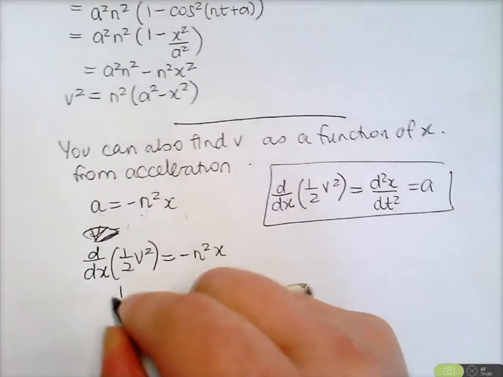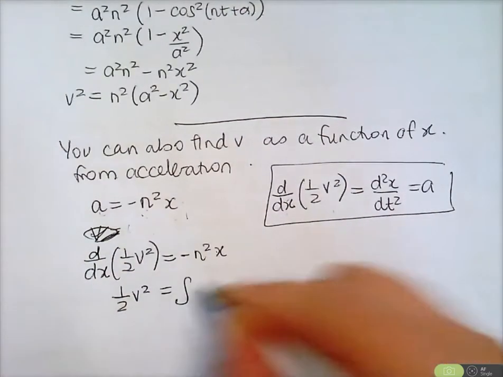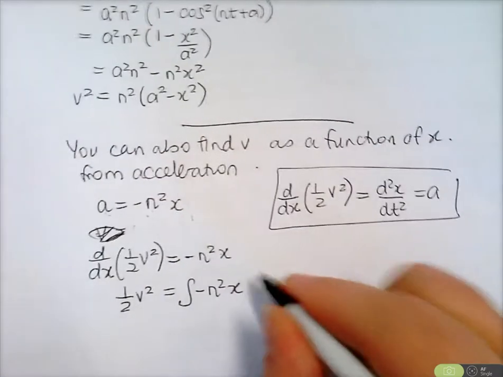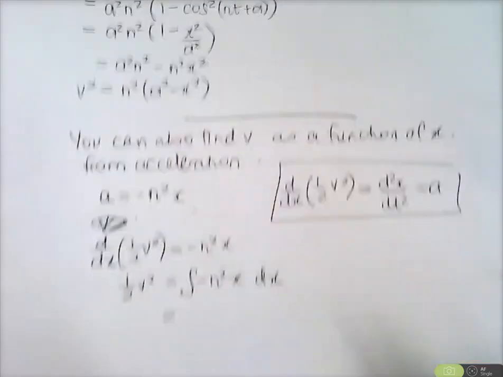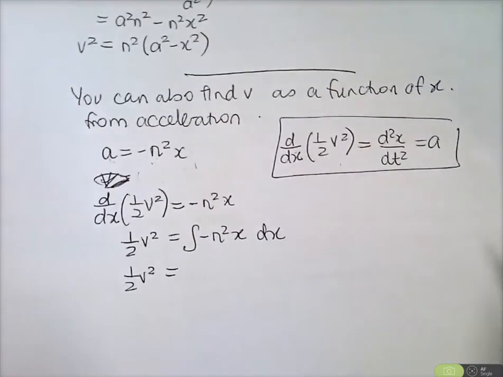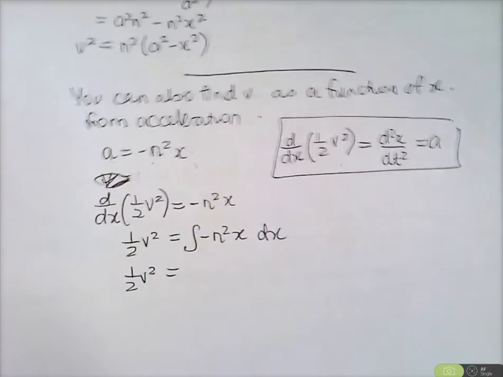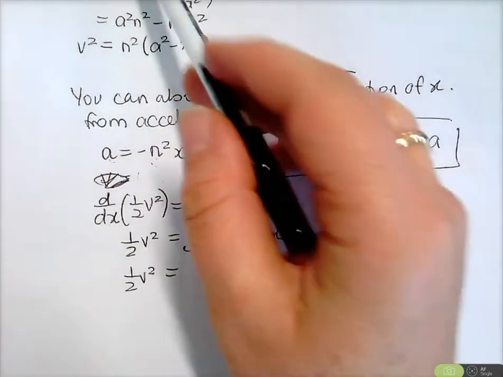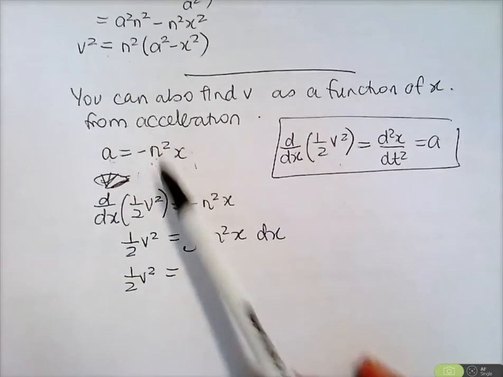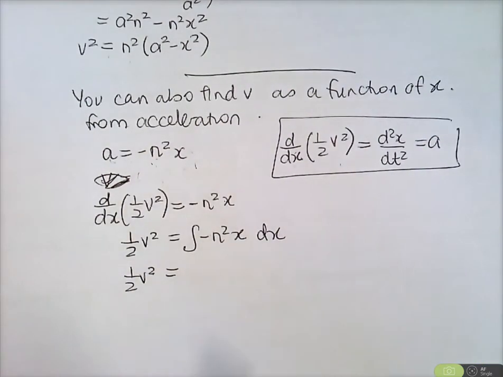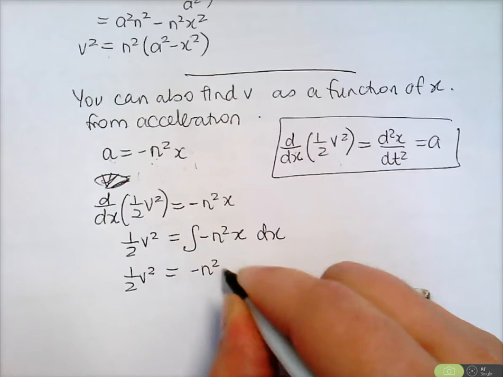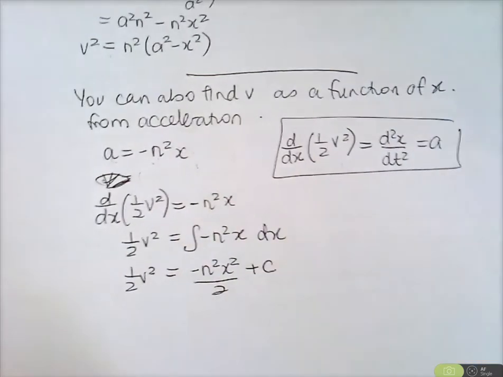Therefore a half v squared equals the integral of negative n squared x dx, which gives negative n squared x squared on 2 plus c. So we just need to remember these things. These are the things that you can be asked, apart from the straight substitutions. I know you'll be fine with the straight substitutions, but it's these other things, like the v squared result, that tend to get kids caught.